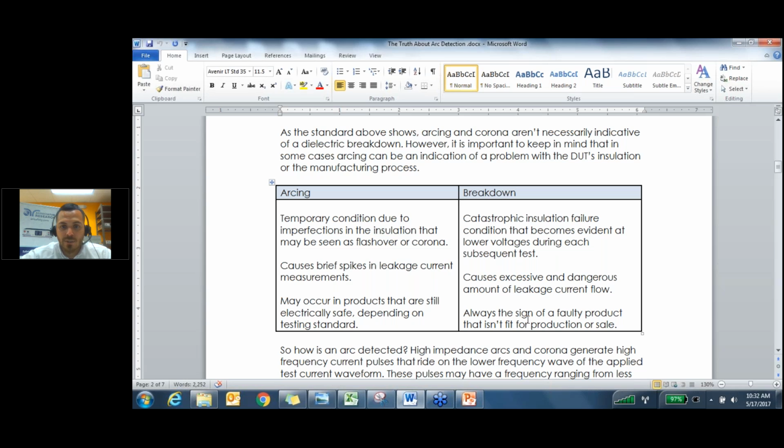Now, breakdown, on the other hand, is a catastrophic insulation failure condition that becomes evident at lower voltages during each subsequent test, right? So I've just broken down at 1,000 volts. Current has now broken through, found a hole, found a path to the return. Well, now that that path is there, I'll probably break down at 200 volts less. That's kind of what you're really looking for, right? That causes excessive and dangerous amounts of leakage to flow through the insulation. And it's always a sign of a faulty product that isn't fit for production or sale.